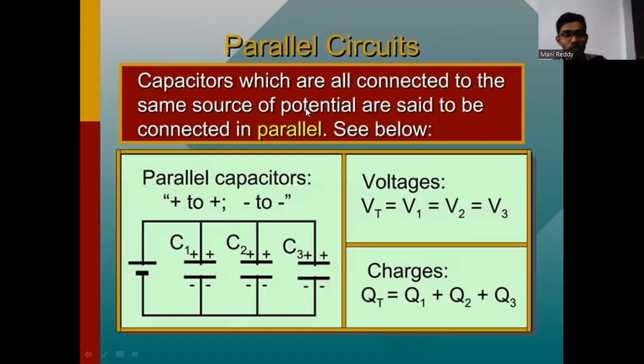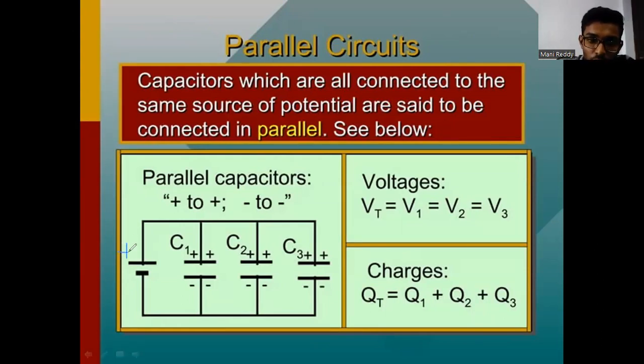Okay, now we will see parallel circuits. Capacitors which are all connected to the same source of potential are said to be connected in parallel. We have already learned about series connection of capacitors. Now onwards, I will explain parallel circuits of capacitors. Parallel capacitors: positive to positive, negative to negative. This you must remember, it is a shortcut.